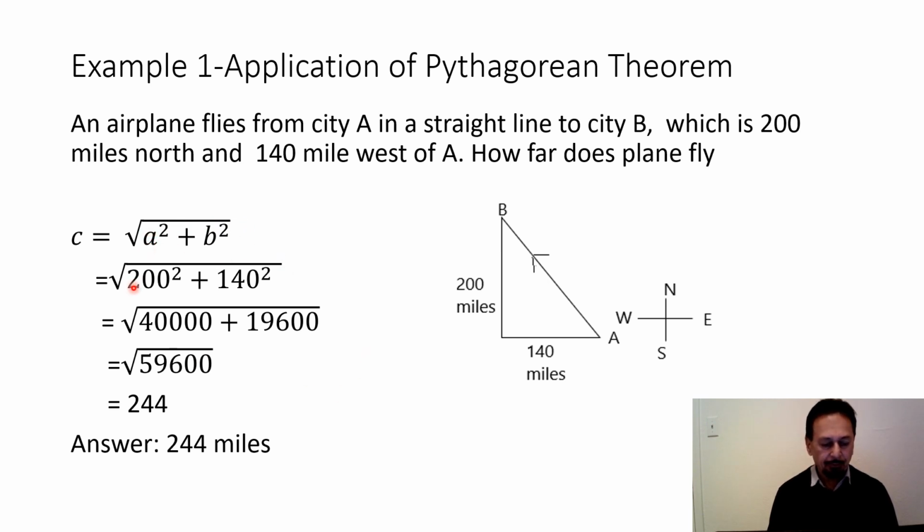So we substitute A is 200, so it becomes 200 squared, and substitute B for 140, it becomes 140 squared. Now we square 200, it becomes 40,000, and 140 squared is 19,600. Now add these numbers, you will get 59,600. Put it on the calculator, it should be 244. So the distance between city A and city B is 244 miles.